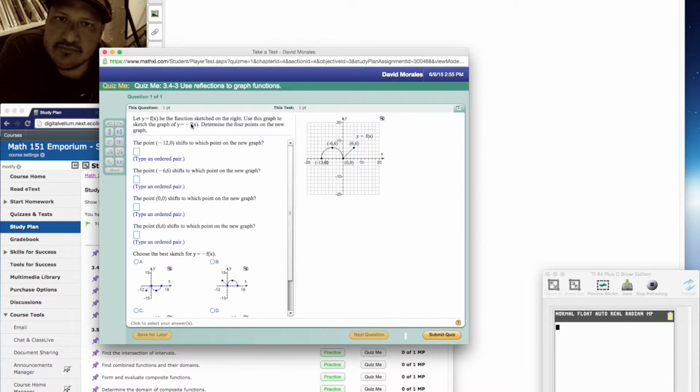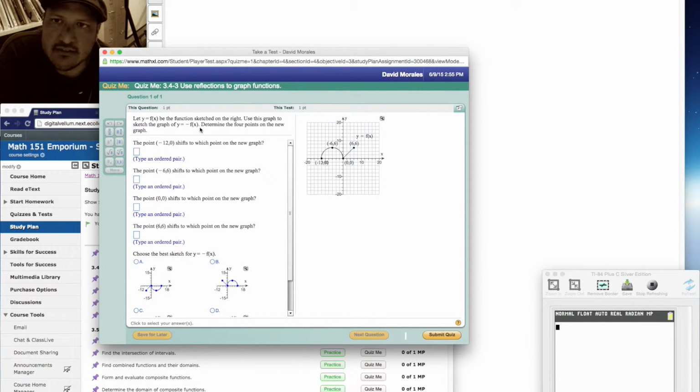Here, this is saying flip it about the y-axis. So it's going to be the mirror image. So it's going to look like this. It's going to go down like that, and then it's going to make like an alpha, or a Jesus fish, if you know what those are.